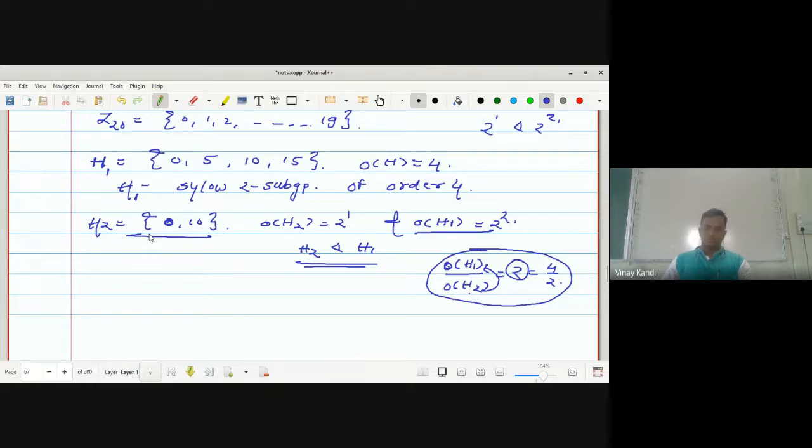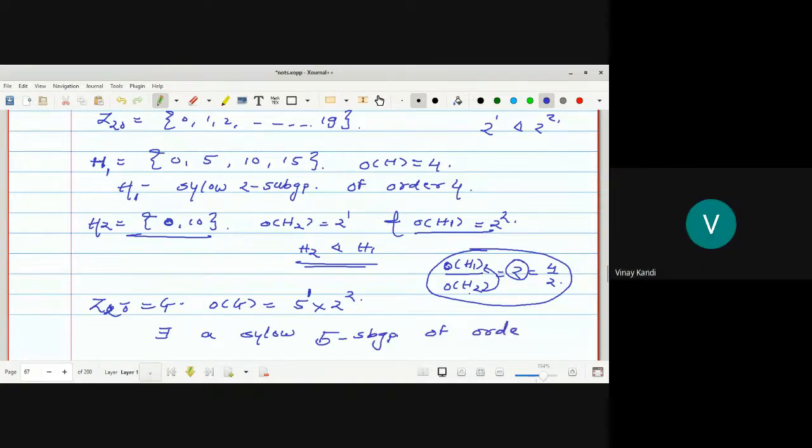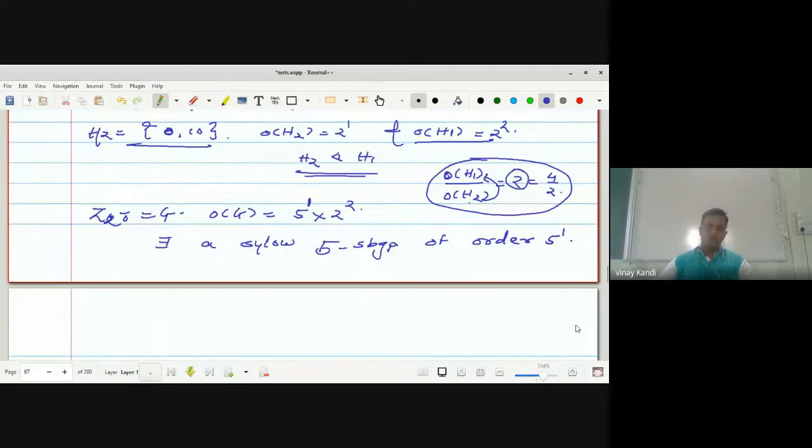Okay, suppose this is G. The order of G is equal to 5 into 2 squared. So here there exists a Sylow p subgroup with p equal to 5, a Sylow 5 subgroup, of order 5 raised to 1. Now tell me, suppose this is H3: 0, 4, 8, 12, 16.